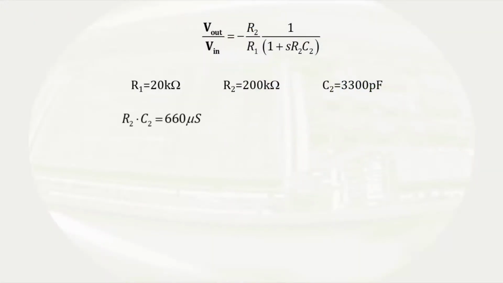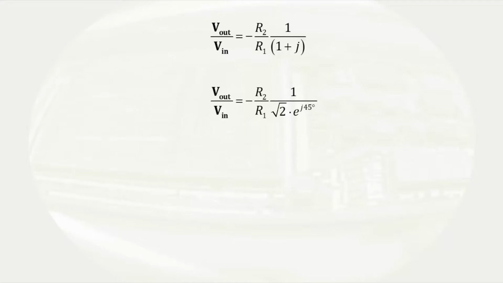So, if S corresponds to j omega, R2 times C2 would relate to an angular frequency of 1.52 kiloradians per second. Why would that matter? Well, if S is j omega, then when the angular frequency is about 1.52 kiloradians per second, the denominator becomes 1 plus j. Converting to polar form, the denominator becomes the square root of 2 times e to the j 45 degrees. Focusing on just the magnitude for now, that means that the magnitude of the output with respect to the input has been reduced by a factor of 1 over the square root of 2.